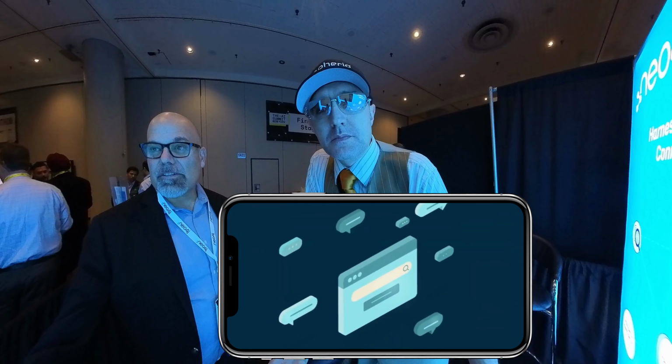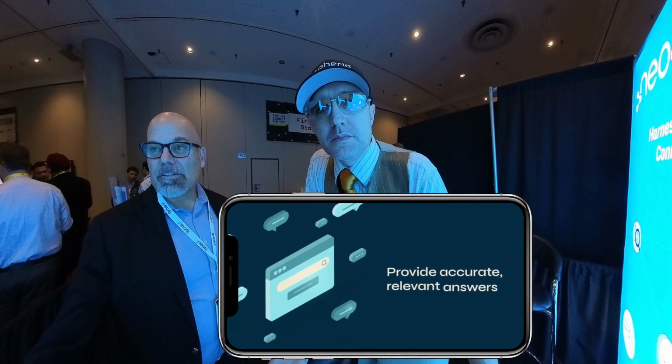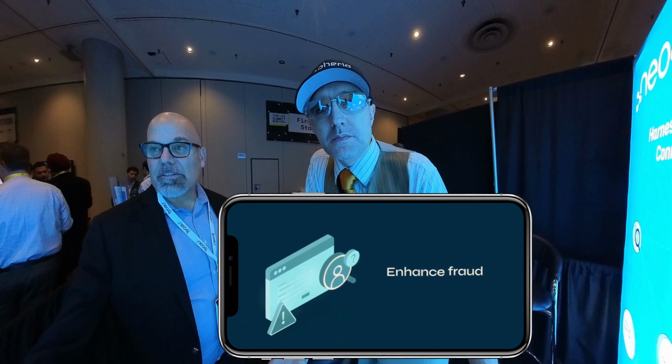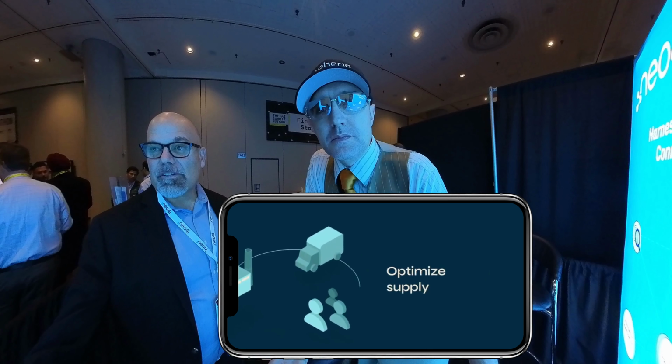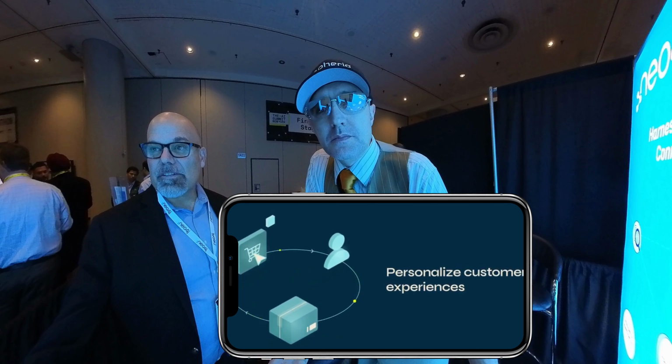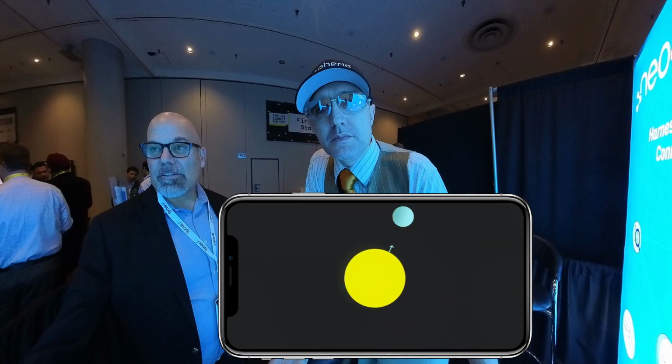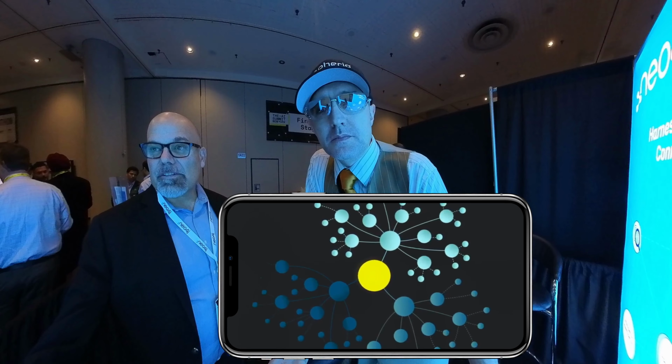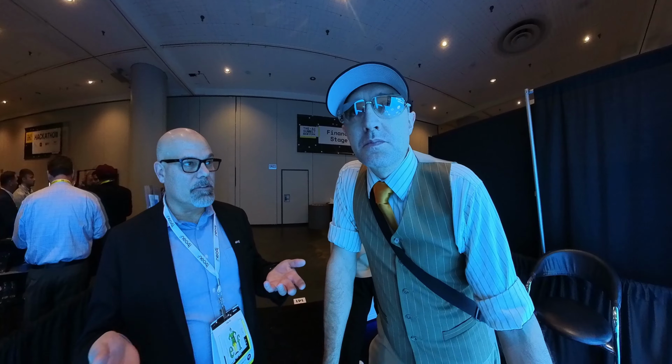With a knowledge graph, you can have Gen AI provide accurate, relevant answers, enhance fraud detection, optimize supply chains, personalize customer experiences, and more. With our flexible native graph database, you can easily design and implement a knowledge graph tailored to your needs. So in Neo4j, all of your data elements are connected by relationships. And those relationships give you context for whatever you're interested in at scale. And you can put billions of records and have tens of billions of relationships connecting them.